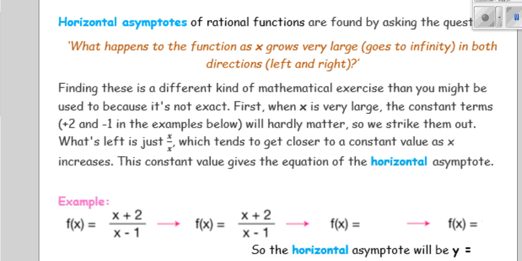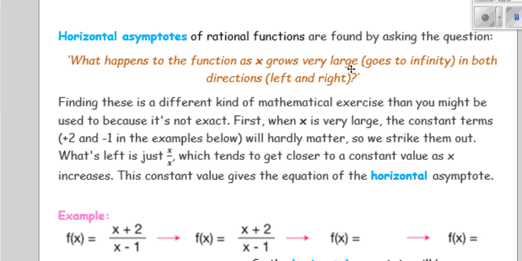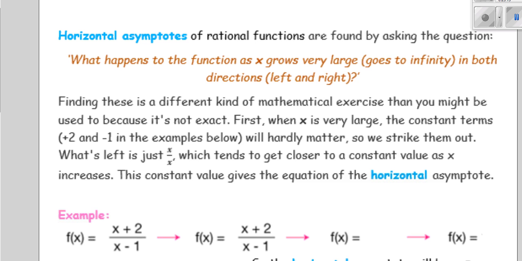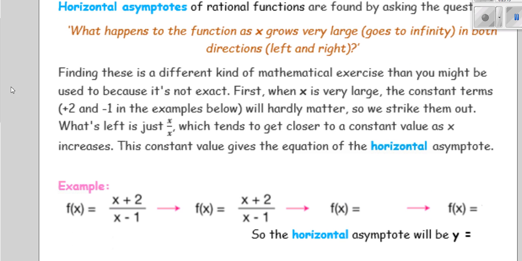Horizontal asymptotes of rational functions are found by asking the question, what happens to the function as x grows very large, like going to the right, goes to infinity, and to the left, as x gets really, really small, like -10,000 and +10,000? What's happening to the function as x gets bigger and bigger in both directions, the positive and the negative? So finding these is a different kind of mathematical exercise to finding the vertical ones. The vertical ones are easier to find than you might be used to.